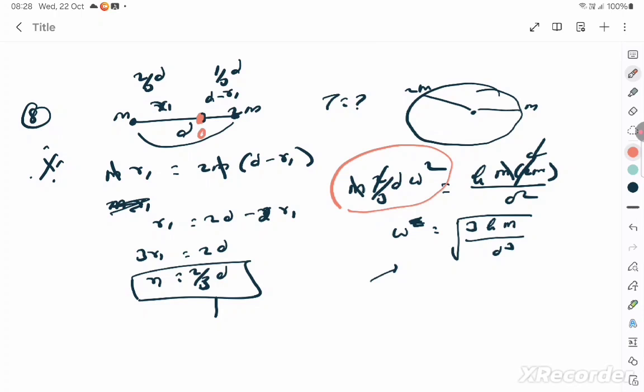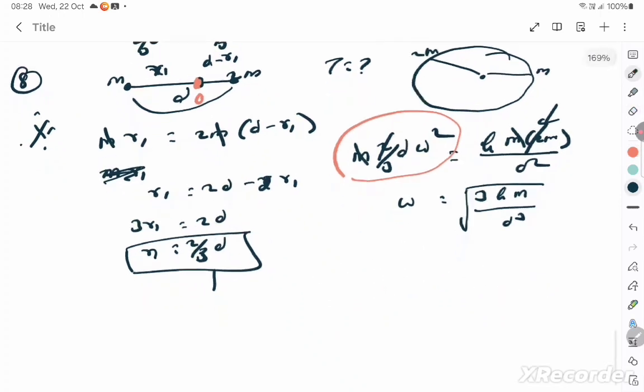You could have also used 2m instead of m. But in that case, the distance will be 1 by 3 into d into omega square. It's the same attractive force, and so you can still get the same answer. So that's an eye-opener. Hope you're all clear with this question. Okay, so you understood the question also very well. So let's go to the next.